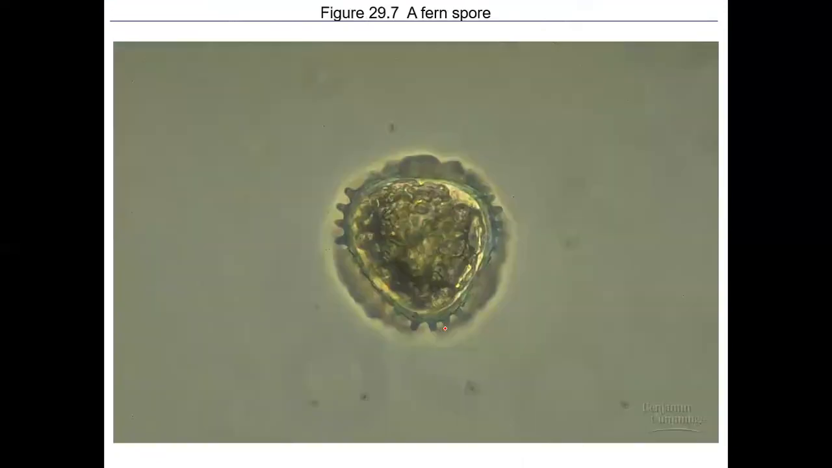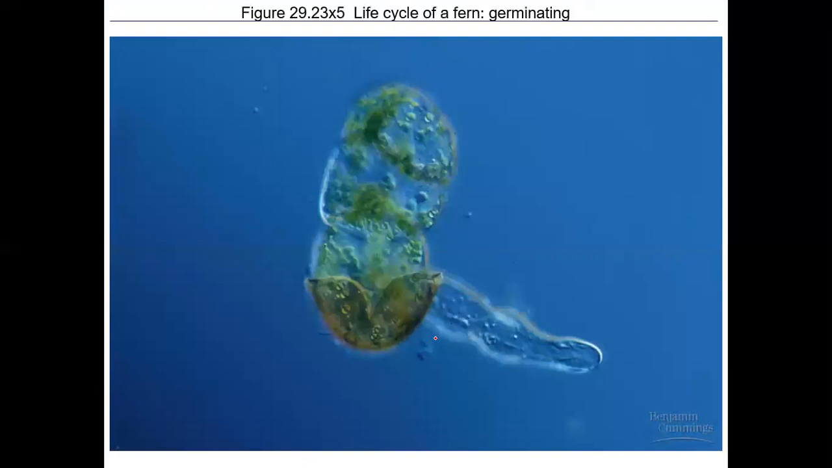This is a fern spore. It's going to be able to grow into a haploid gametophyte, because spores are haploid and they grow into gametophytes. Here it is actually germinating. The spore is growing into a gametophyte. It's starting to grow into a male or a female gametophyte. In some ferns, it's a gametophyte that has male and female sex organs on it.